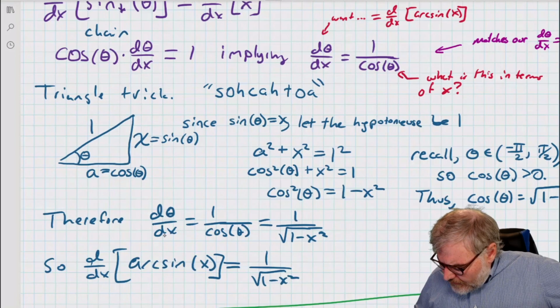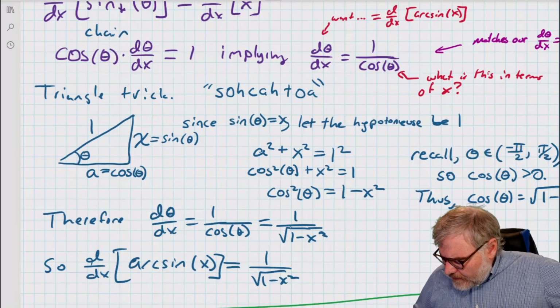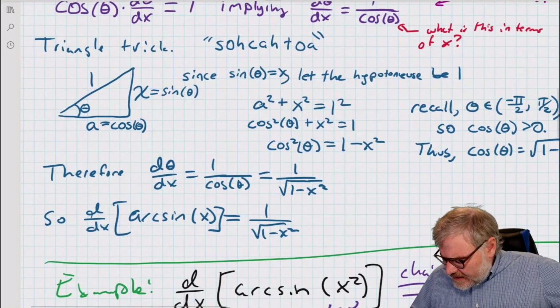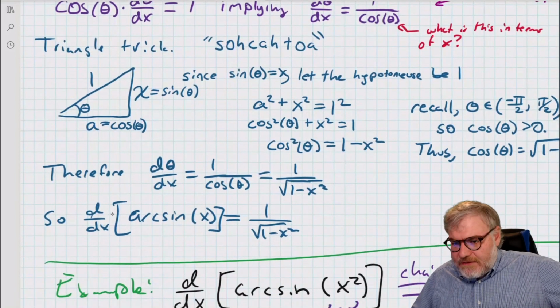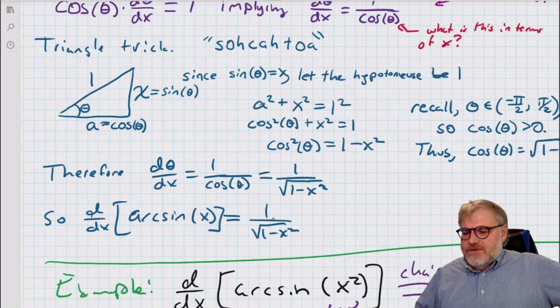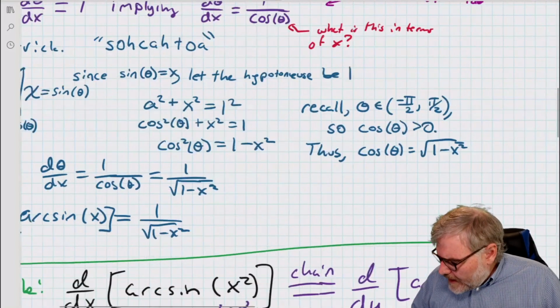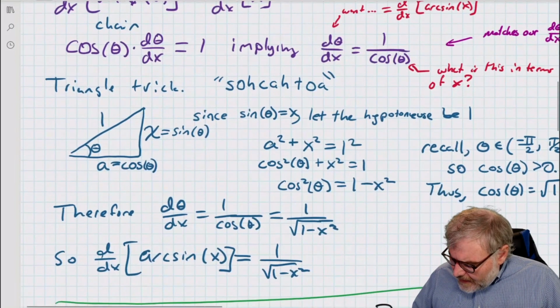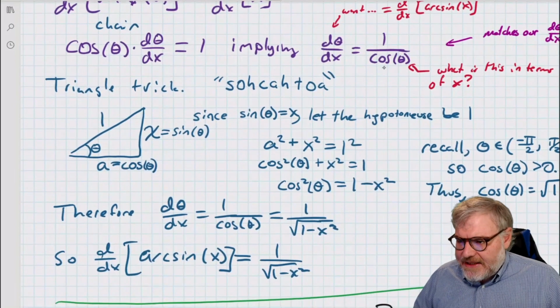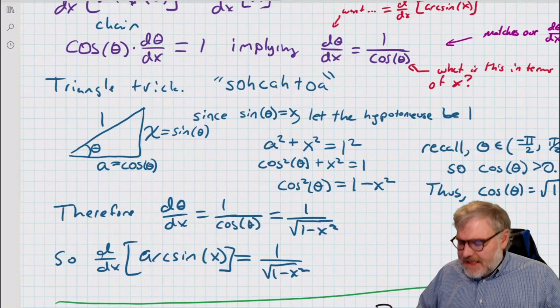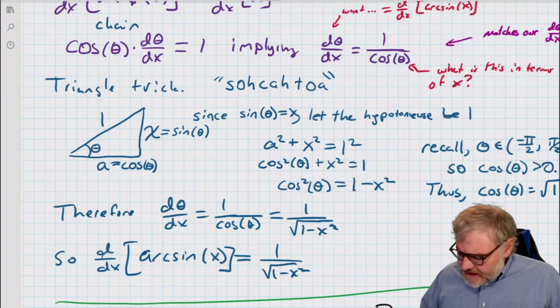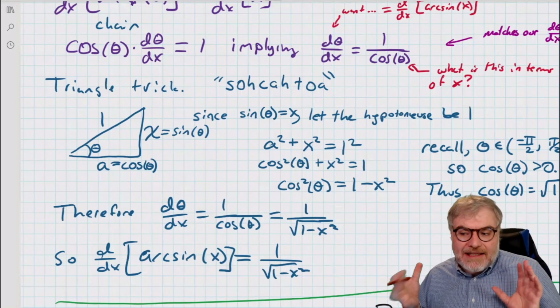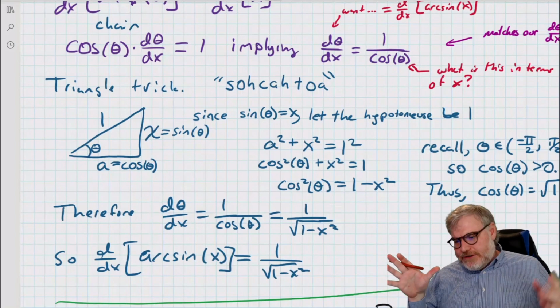So d theta over dx equals 1 over the cosine of theta, which equals 1 over the square root of 1 minus x squared. So the derivative of arcsine is 1 over the square root of 1 minus x squared. Now, there is another way to do it. When you get to this point here, I can use the Pythagorean identity on that instead of using the triangle. It's the same thing. If you like the algebraic cleanness of it, more power to you.